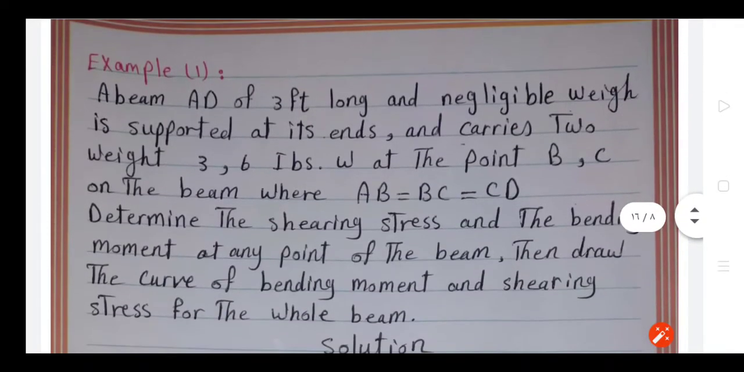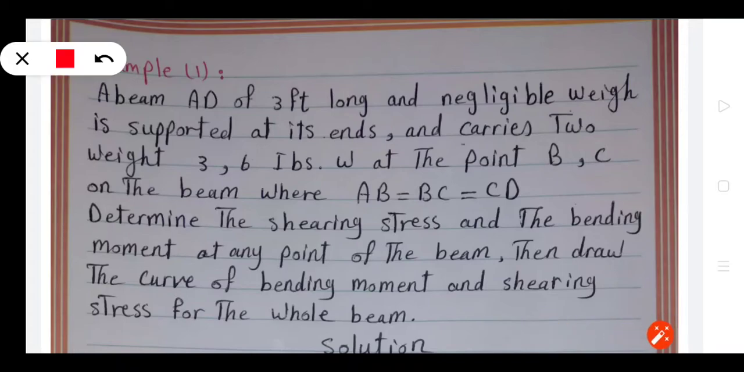Example 1. We should read the example carefully. First, we have beam AD. The two extreme points are A and D, of length 3 ft, and negligible weight. That means the weight of the beam does not occur in studying equilibrium for the whole beam. It is supported at its ends.